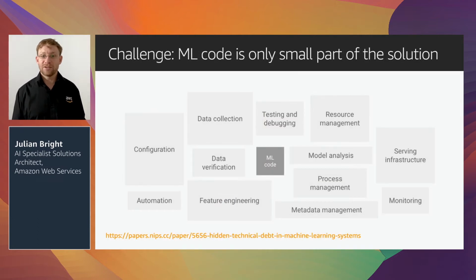So here's a few challenges that we see with machine learning. Really, the first one and most important is that the ML code is only a small part of the solution, as depicted here from a 2015 paper published by Google, talking about the hidden technical debt in machine learning systems. So what we see identified are a number of different systems that sit around the machine learning process that require engineering effort and processes to be in place for this to be an efficient process.